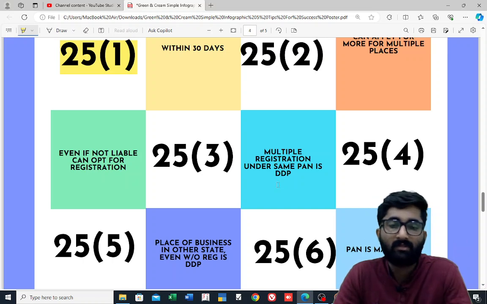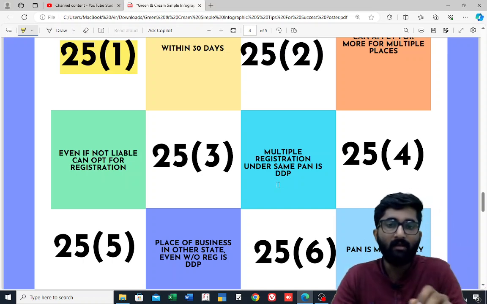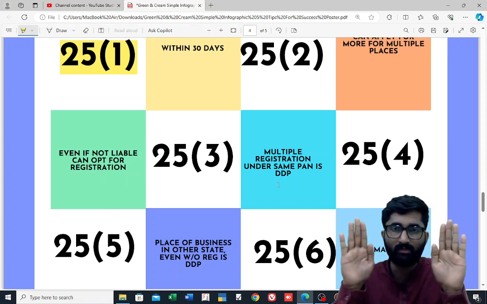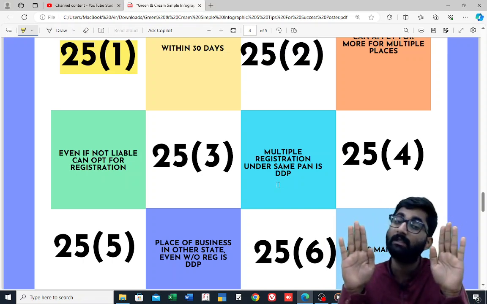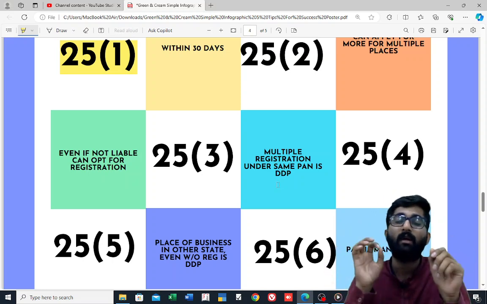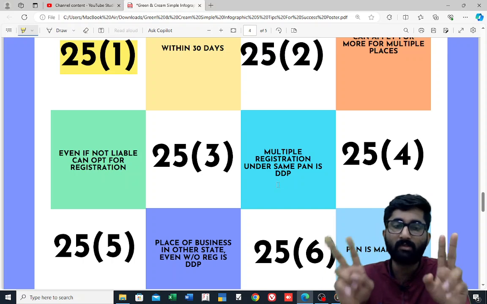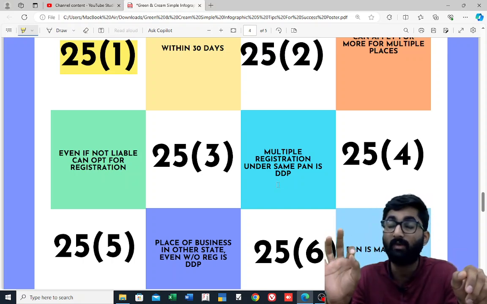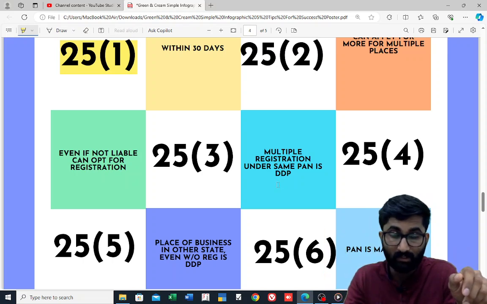Section 25 subsection 4 says that under the same PAN, if a person has multiple registrations, for the purpose of GST these registrations will be considered as distinct persons. Section 25 subsection 5 says that a person who has two branches or two places of business in different states, where the business in one state is not registered, in that case, for the purpose of GST, these two will be considered as distinct persons.